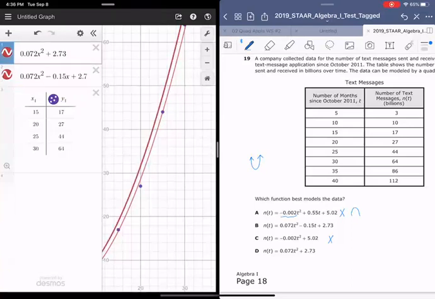So it's B? Yes. So which is B? Does that make sense? You see the B is lining up on these points pretty well, correct? So I'd only be able to solve this with the graphing calculator?